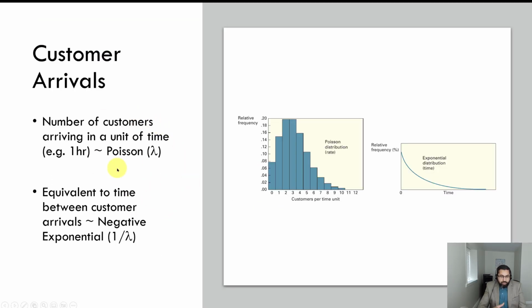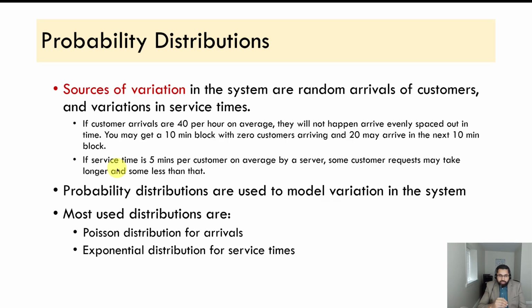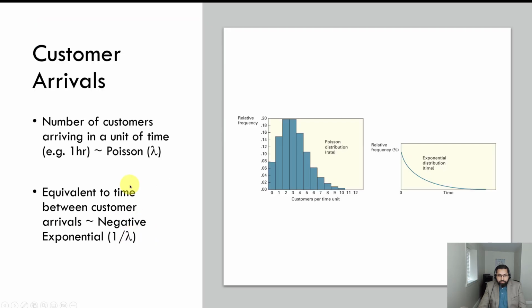So in any way, if this is a little bit complicated, don't worry. All you need to know is that all of the models we study today are going to assume that the arrivals are Poisson distributed, and the service times have a negative exponential distribution.